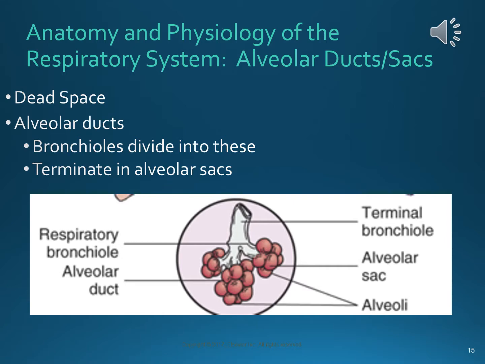The bronchioles terminate in alveolar ducts. They divide into little sacs that almost look like bunches of grapes. The alveolar sacs are the primary structures for gas exchange. So what you've got in this picture is a terminal bronchiole that divides itself into alveolar ducts, and the ducts are made up of little alveoli.